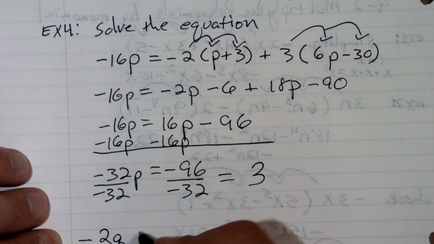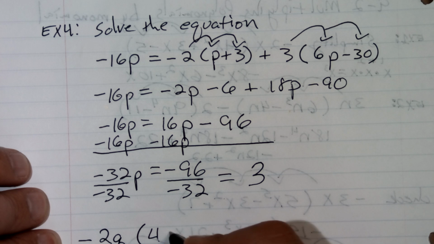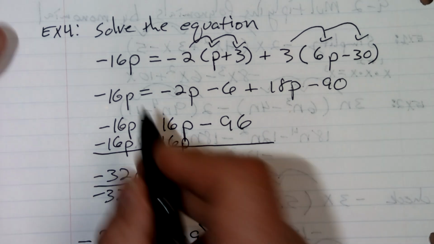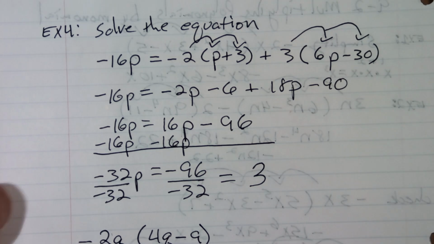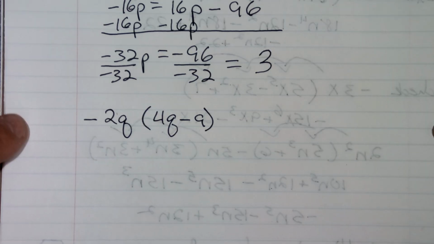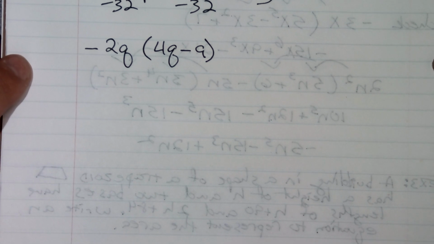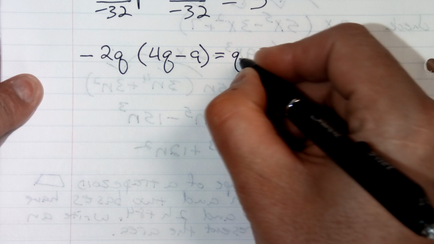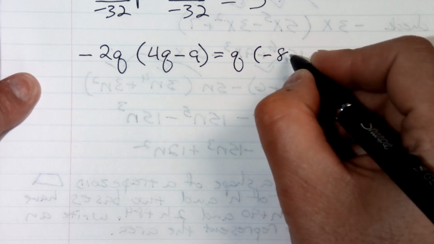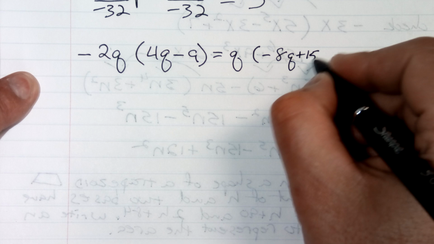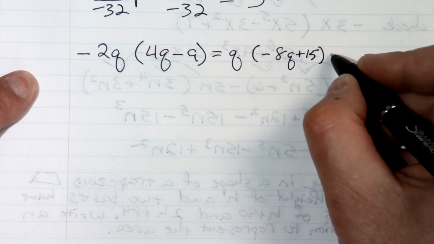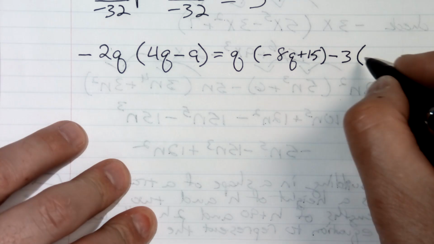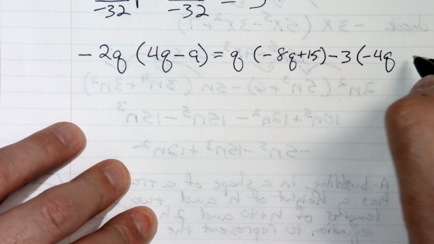Negative 2q times 4q minus 9. This is example 5. Actually, this one was A and this one's B. Can I just bring it down? Yes, thank you, Landon, for asking me nicely. I'm sorry, I didn't ask like nice. No, you did ask nicely. Equals q times negative 8q plus 15, q as in quarterback, negative 3 times negative 4q minus 6.